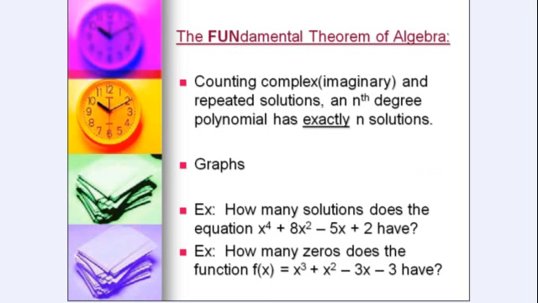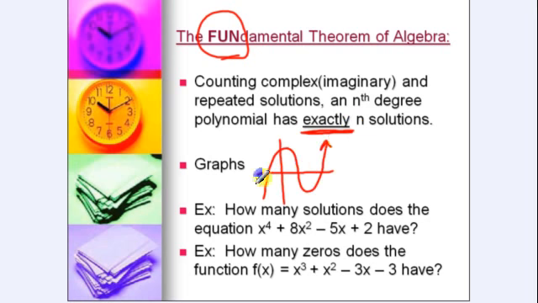So here is the fundamental theorem of algebra, and emphasis on the fun. Counting complex, which would be imaginary, and repeated solutions, an nth degree polynomial has exactly n solutions. So what these would look like on a graph is, suppose I have a function that goes back and forth like this. So that would cross the x-axis in 3 places and would most likely be a cubic function.